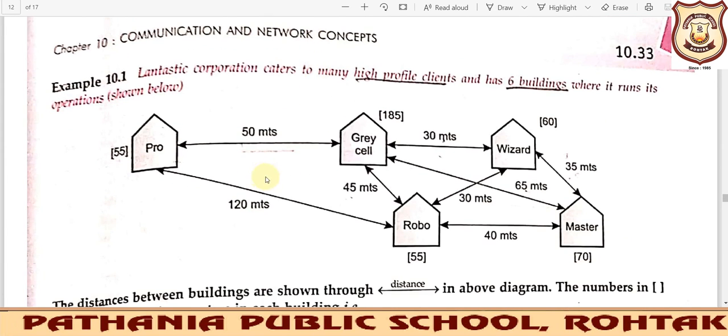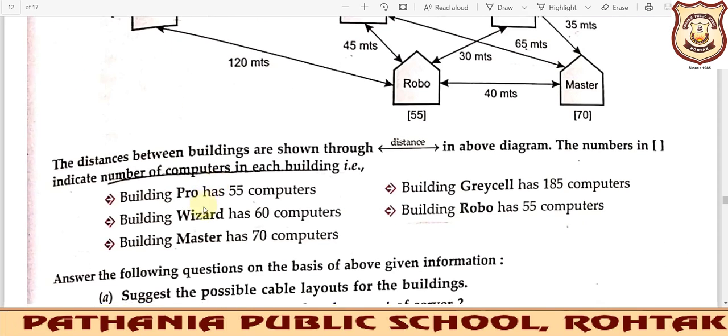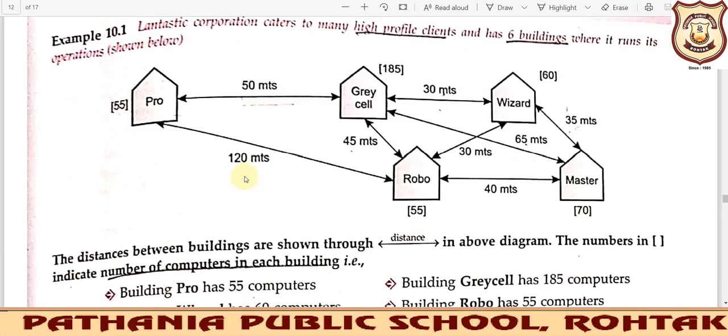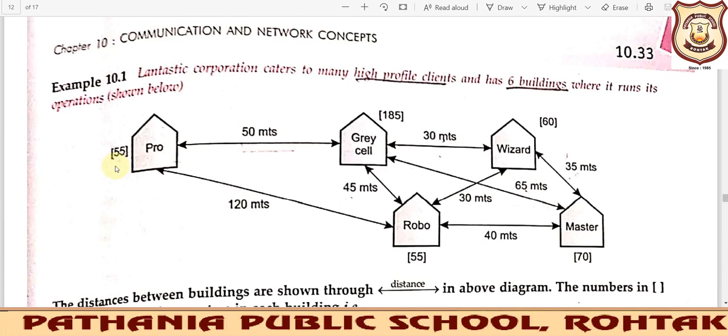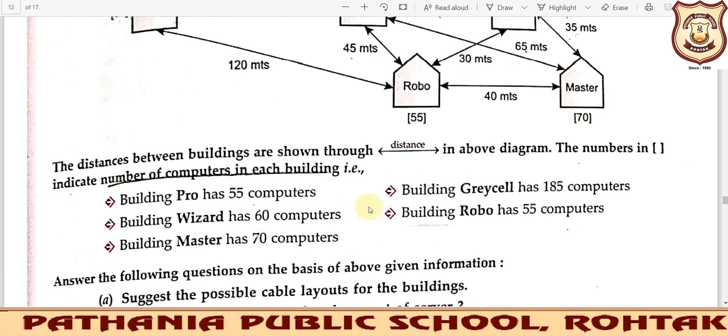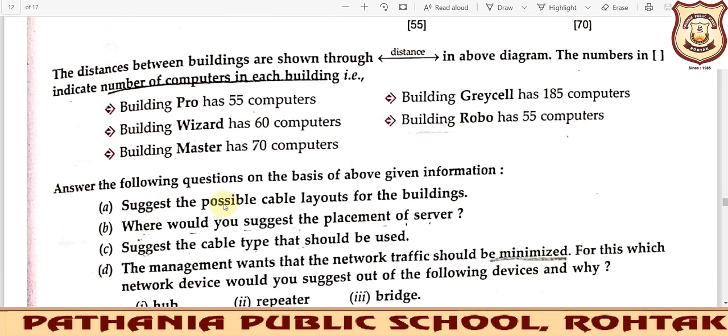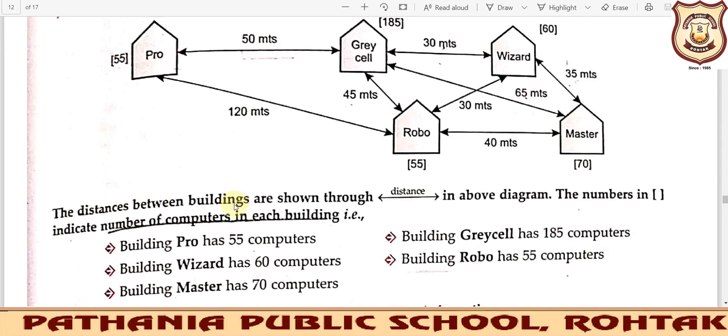This example is showing different buildings and the distances, and this data is showing how many computers this particular building is having. So you can read it out that this Pro building is having 55 computers inside it, and the distance between the Gray Cell and the Pro is 50 meters. In this way you can read this complete diagram. The first question is to suggest the possible cable layouts for the buildings.